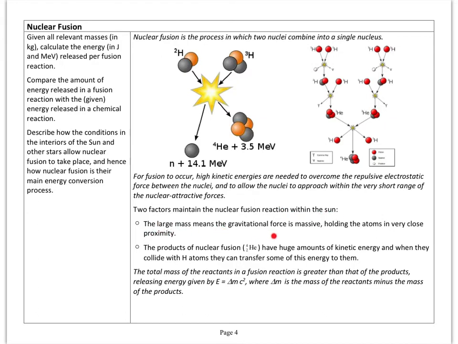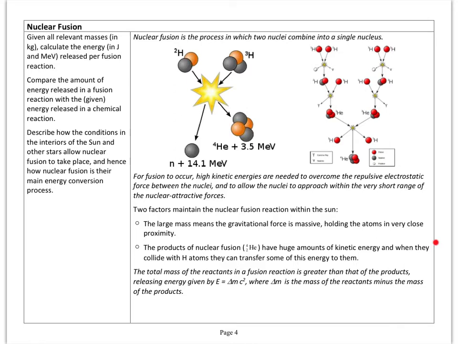So, the two main factors that maintain nuclear fusion reaction in the Sun are, firstly, the large mass means the gravitational force is massive, holding the atoms in very close proximity. Because the Sun is so large, it has a really large mass, therefore very, very strong gravity, which holds everything together really tightly. Secondly, the products of nuclear fusion have huge amounts of kinetic energy, and when they collide with hydrogen atoms, they can transfer some of their energy to them.